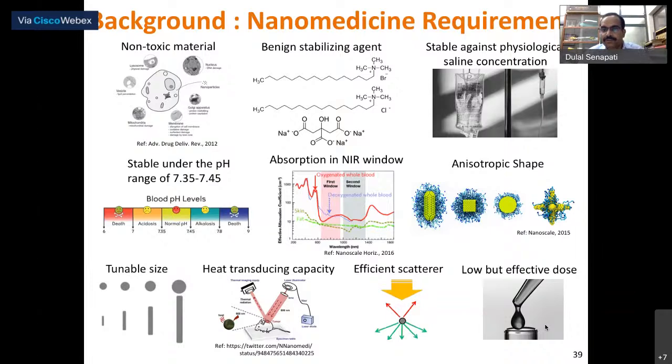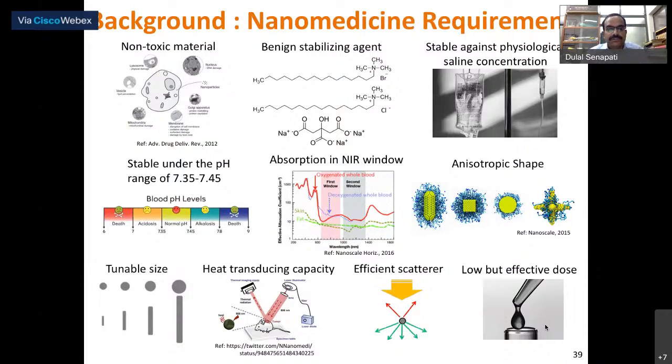And also, if you want to use them for medicine, or intravenously if you want to inject them, then those things have to be stable against physiological saline concentration. Otherwise, once you push them into the blood, within a few centimeters they will aggregate. So you cannot deliver them to the specific site where you want to deliver. And also, they should be stable in the blood.